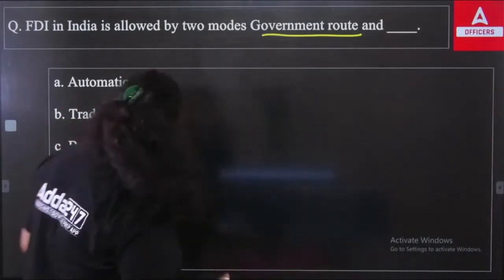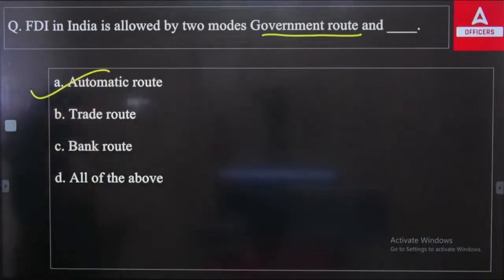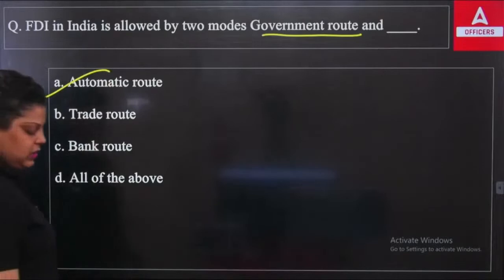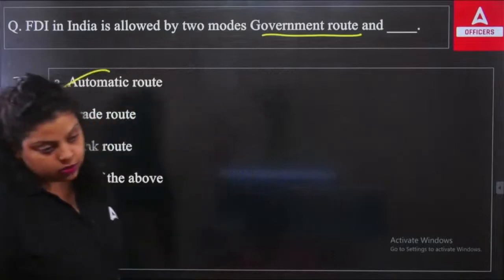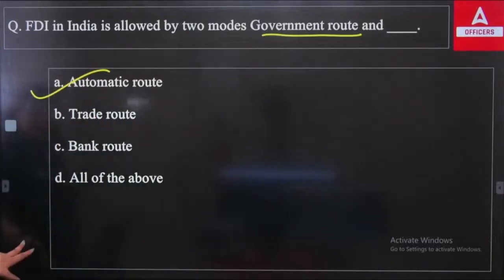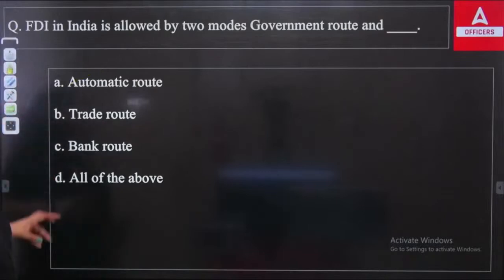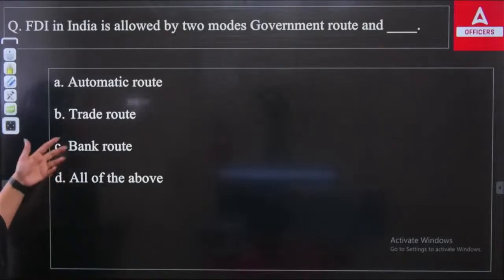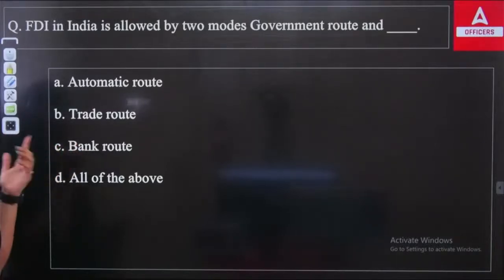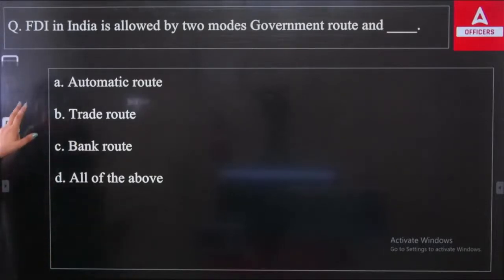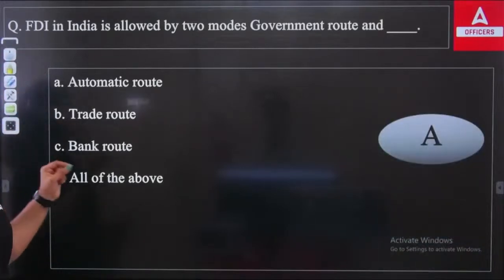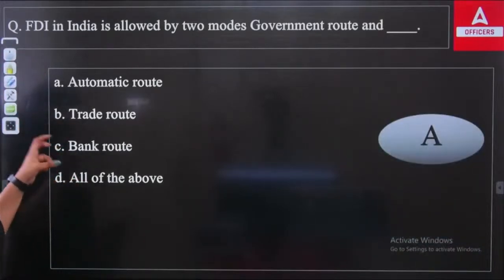And the second one is the automatic route, in which no prior approval from the government of India is required. You can directly come to India and invest in India. You do not have to take permission from any particular authority. That's the automatic route. But in the government approved route, prior approval is required from the government of India, from the particular department or ministry. In the automatic route, you can directly come to India. The only thing you have to do, within 30 days of your investment, is inform the regional office of the Reserve Bank of India, whichever jurisdiction you belong to or are investing in. Okay, so that's the automatic route.